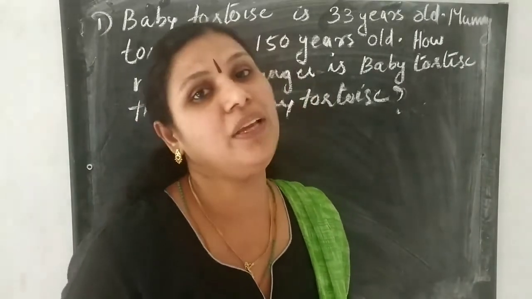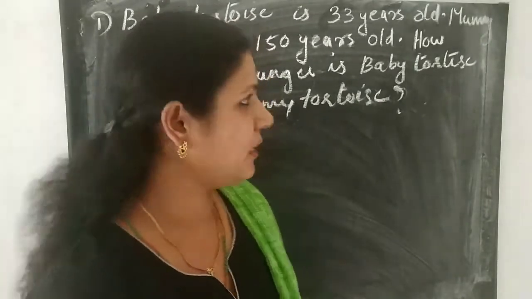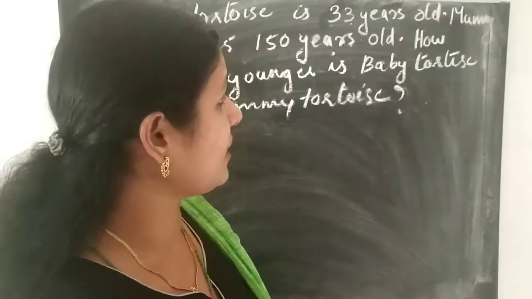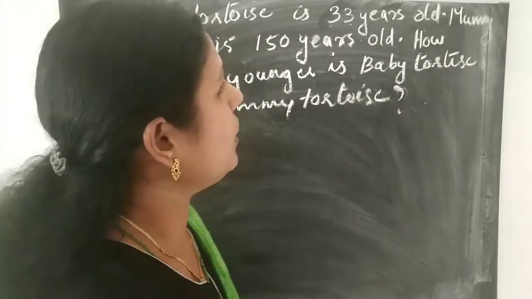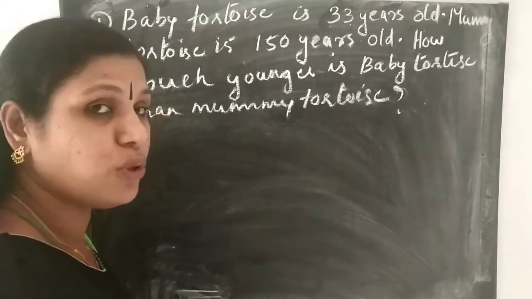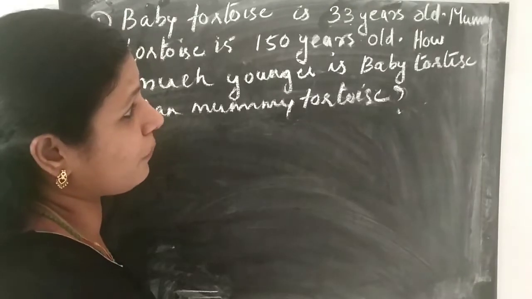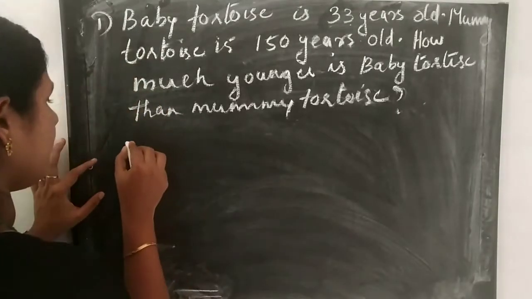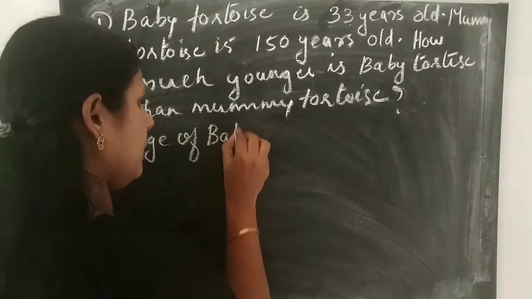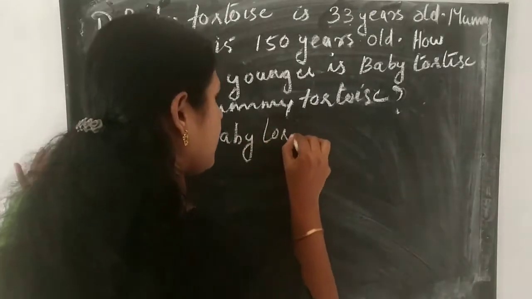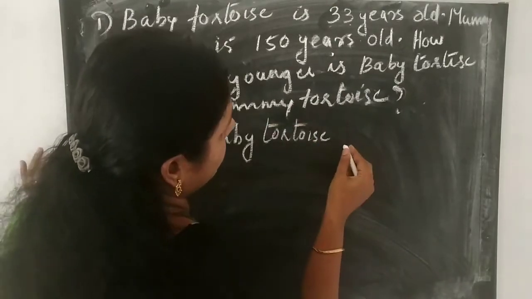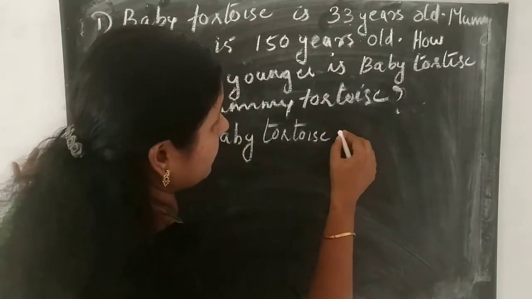So it's a word problem, so we need a step. Here our first number is 33. Behind that number there is a step we need. So first step: 33 years old, baby tortoise. How to write that step? Age of baby tortoise. Age of baby tortoise is what?